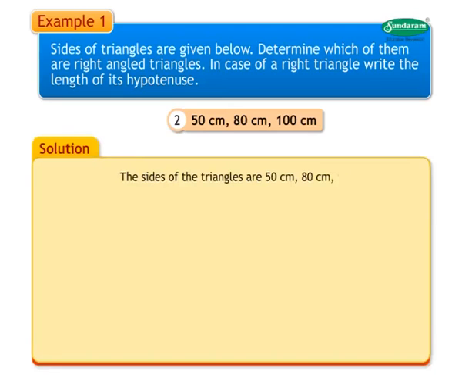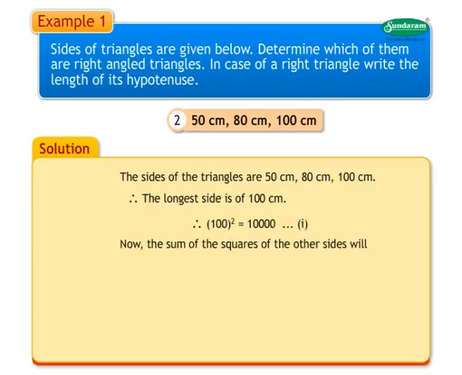Solution. The sides of the triangle are 50 centimeters, 80 centimeters and 100 centimeters. Therefore, the longest side is 100 centimeters. 100 square is equal to 10,000. Mark this as statement 1. Now, the sum of the squares of the other two sides will be 50 square plus 80 square is equal to 2,500 plus 6,400 is equal to 8,900. Mark this as statement 2.